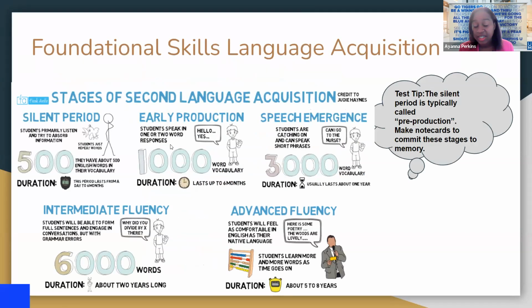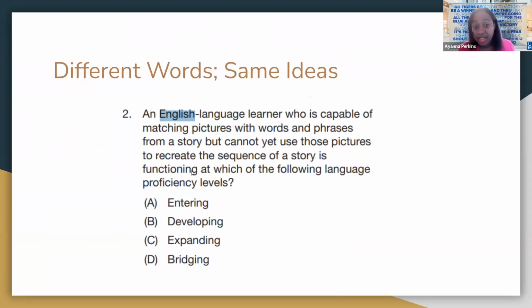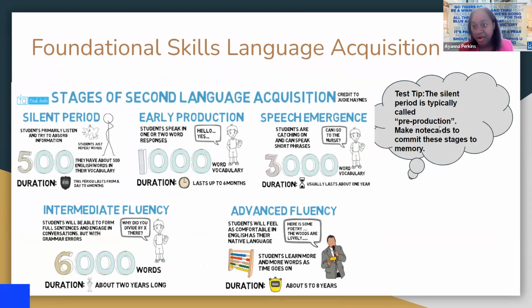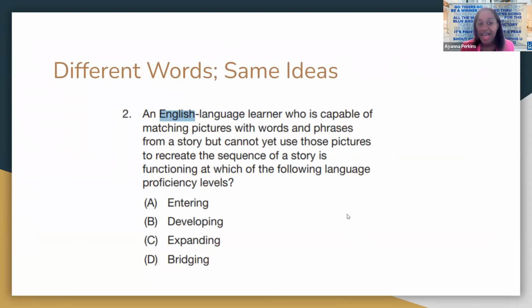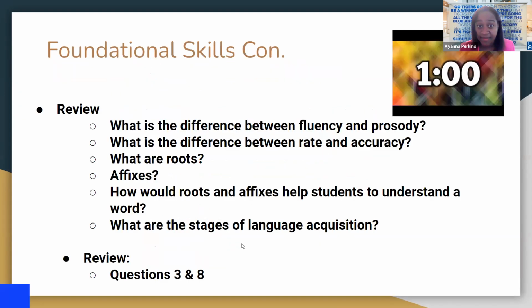In early production, the student is able to speak a little bit, right? What this is indicating is that the student cannot really communicate yet. They're able to absorb, but they can't fully communicate yet, which is more so entering. Entering would be like the silent period or pre-production, all right? The good thing is, you all, that there are not that many of those questions on the test, but you need to be aware of that type of information so that when you see it, you're able to get it, all right? Thank you for trying that one. That was a hard one.